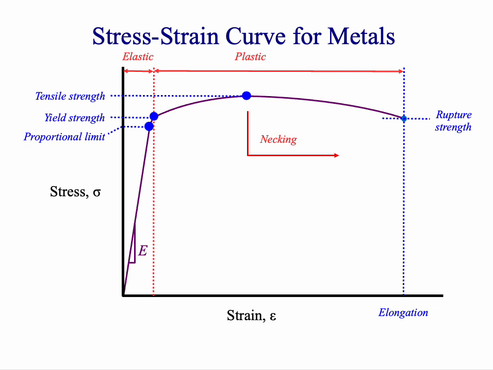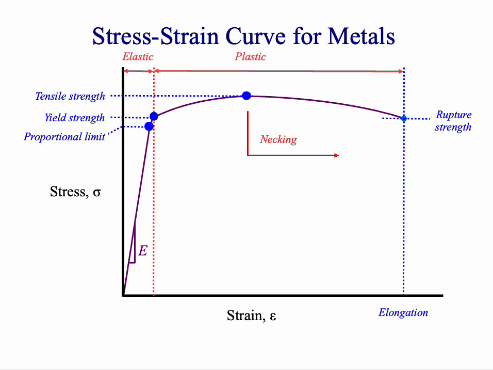If you were to relax the sample, it would return to its original shape, like a spring, with no permanent deformation. We call this elastic behavior. If you stretch it beyond this point, the metal will permanently deform. We call this plastic deformation. For many metals, the yield strength can be found by drawing a construction line offset at 0.2% strain off the straight line portion of the stress-strain curve.